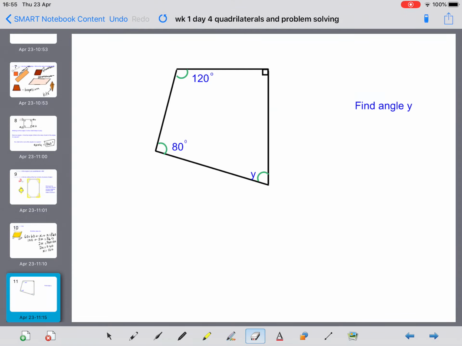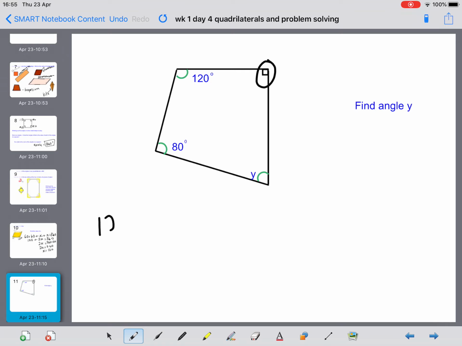Next one. Here's another quadrilateral. Angles of a quadrilateral add up to 360. So can you find out what angle y is here? Pause the video, have a go.